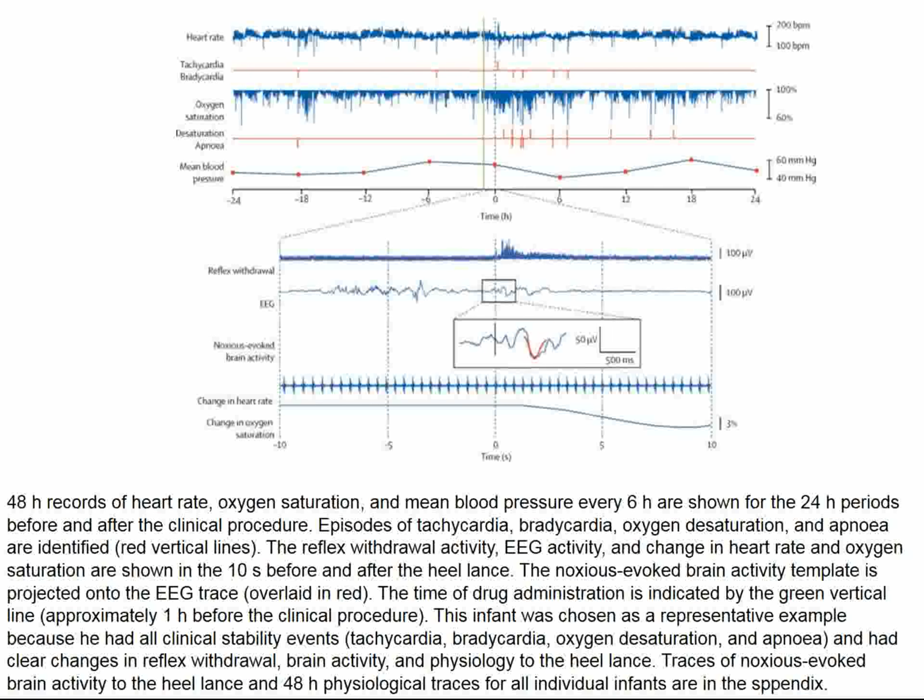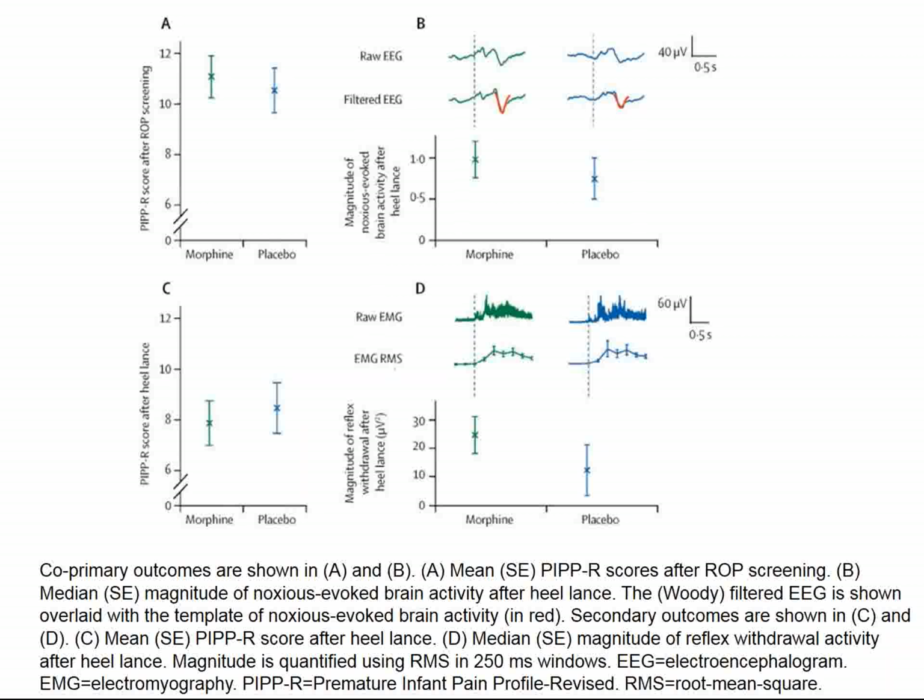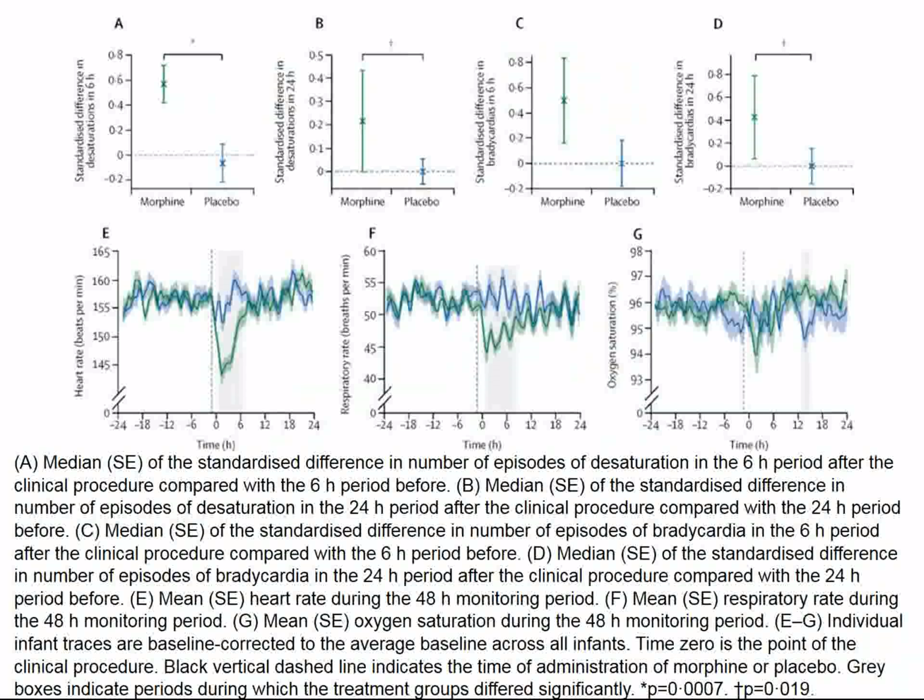And what we can see here, just some examples, is EEG changes. I'm surprised that all these things can be monitored. Changes in heart rate, changes in oxygen saturation, apneic intervals, and things of this nature. These things were monitored, and what we can see here is that these things occurred, and a lot of them are more common in patients that receive morphine compared to placebo. For instance, standardized differences in desaturation at 6 hours, markedly elevated in the morphine group.